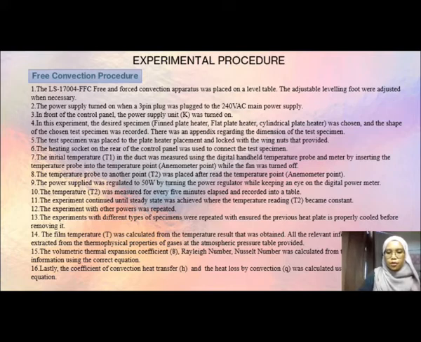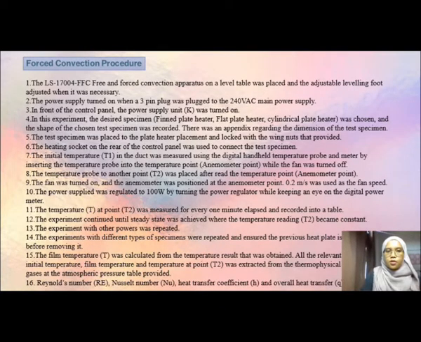In this experiment, we conducted two types of experiment. Experiment 1 is free convection. So this is the procedure for free convection. The second experiment is forced convection, and this is the procedure for forced convection.